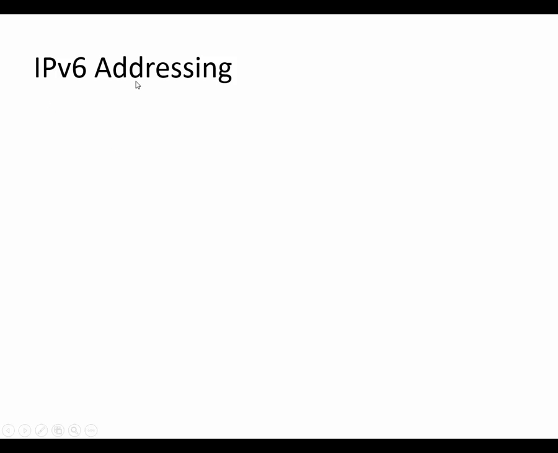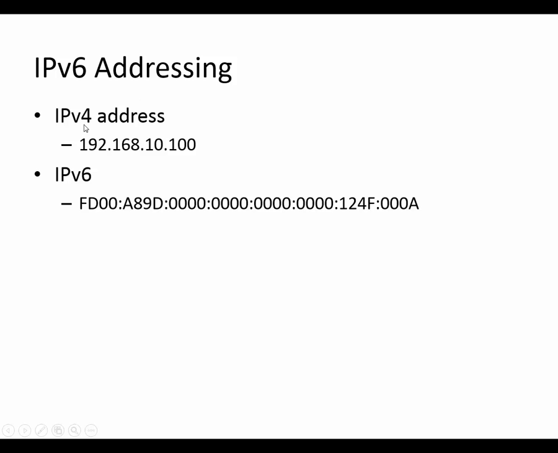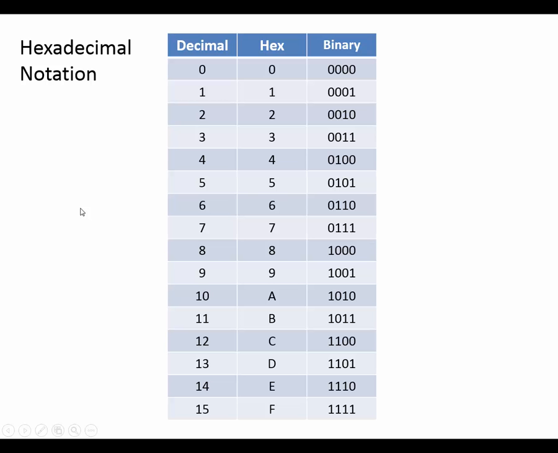When we assign IP addresses, the tricky part is that it is written in hexadecimal. IPv4 is written in a dotted decimal notation, such as 192.168.10.100. But IPv6 is written in a hexadecimal notation because that is a really, really long number. Now, let's review hexadecimal. You already know what binary is.